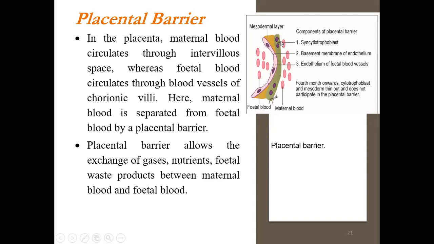So it is made up of, from fetal side to maternal side, the endothelium of the fetal blood vessels. Second is the basement membrane of the endothelium. Then is the syncytial trophoblast, and then comes the maternal blood.